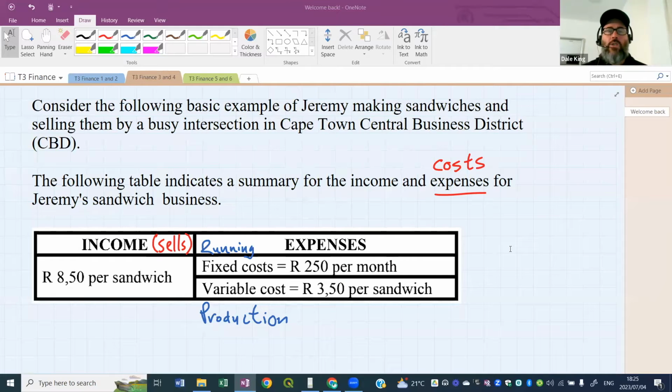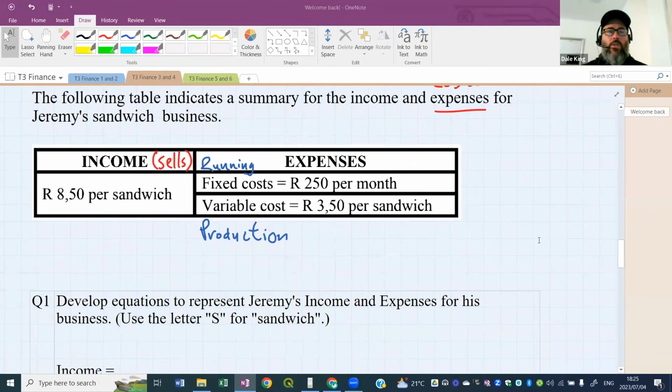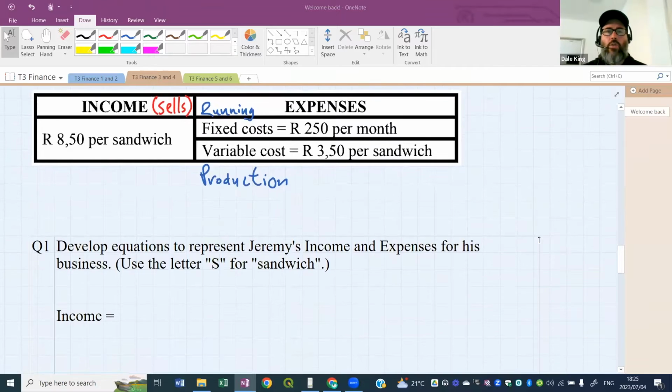All right, so these are our income items and our expenses items here. Now, let's have a look at the first question. You need to develop equations. Please do not stress about the word equations. It's just a story sum with some math symbols in it. Develop an equation to represent Jeremy's income and expenses for his business.